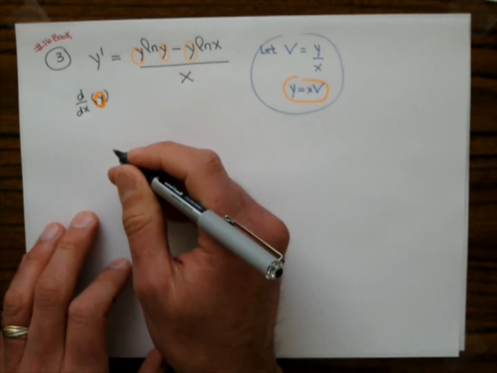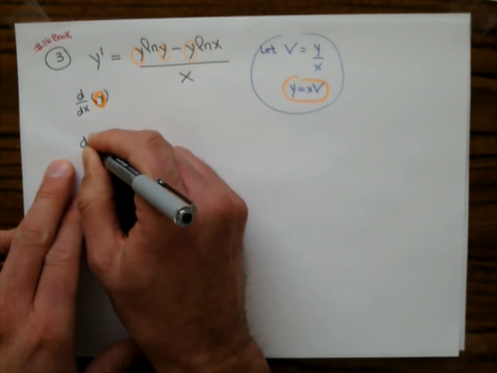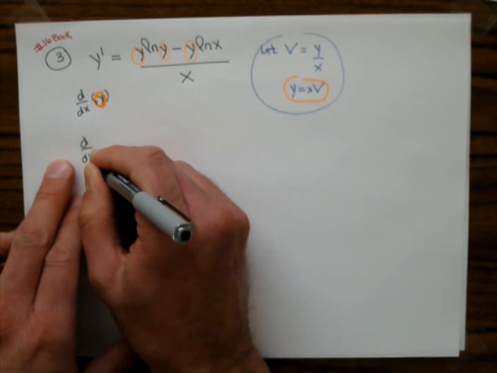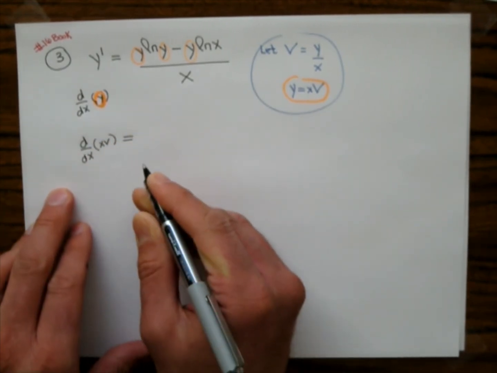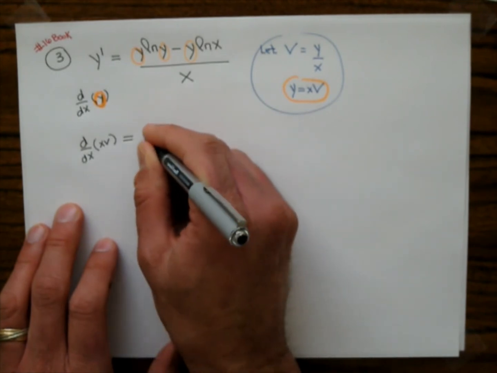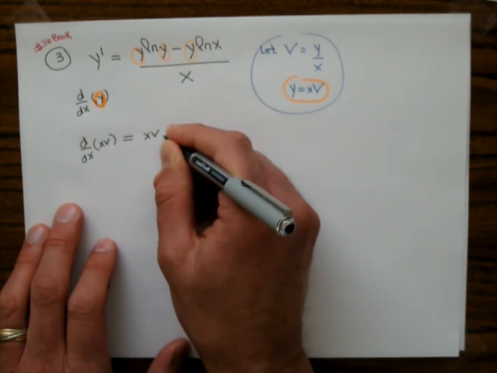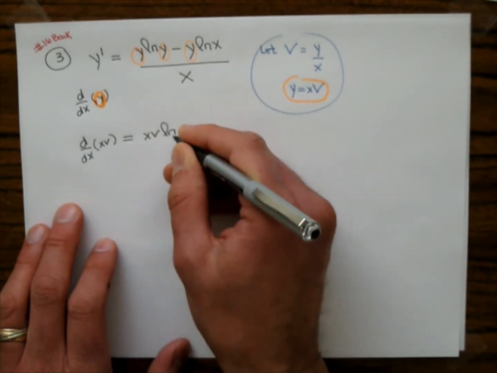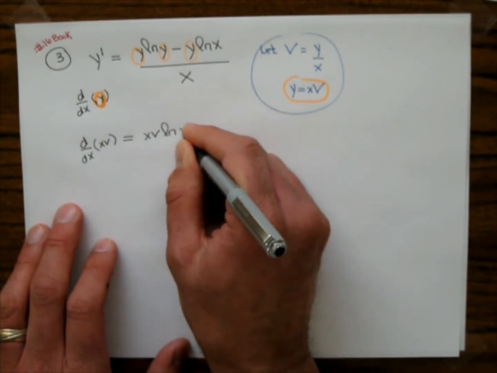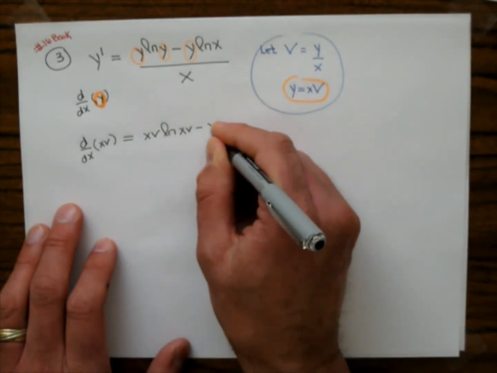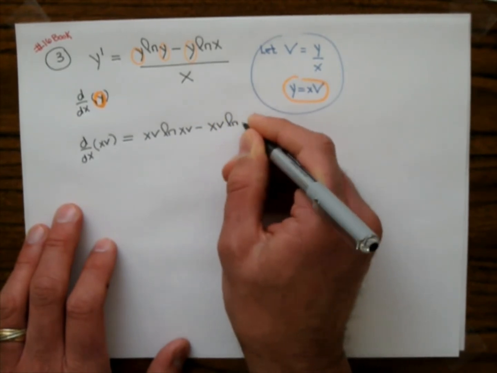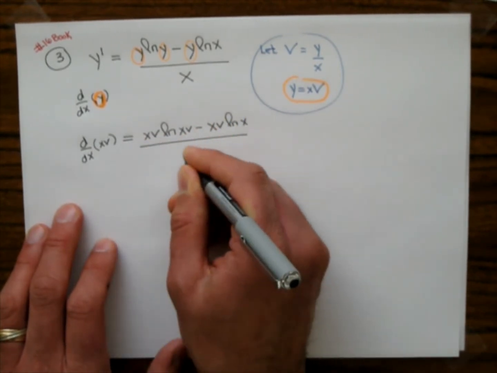We end up doing dx of xv. We've seen that 2 times already. And then I have xv ln xv minus xv ln x. This is all over x.